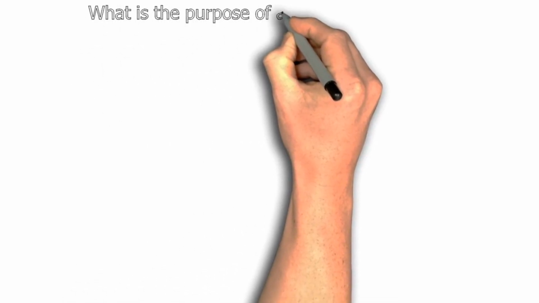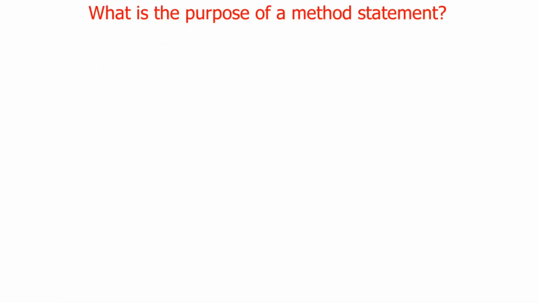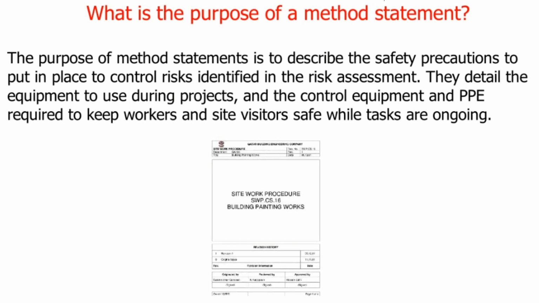What is the purpose of a method statement? The purpose of method statements is to describe the safety precautions to put in place to control risks identified. In the risk assessment, they detail the equipment to use during projects, and the control equipment and PPE required to keep workers and site visitors safe while tasks are ongoing.